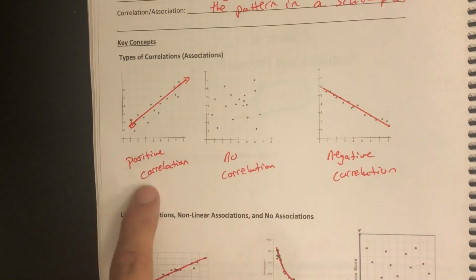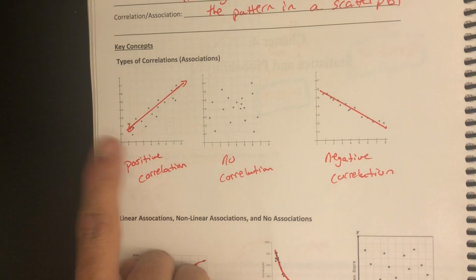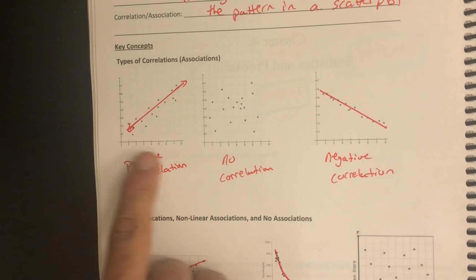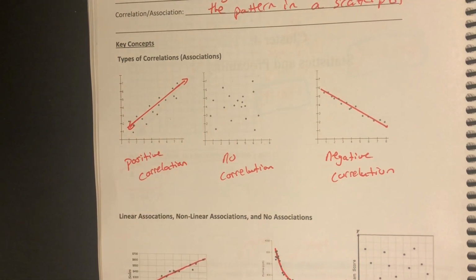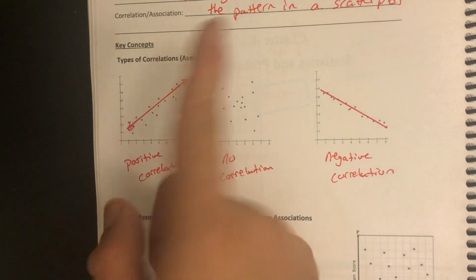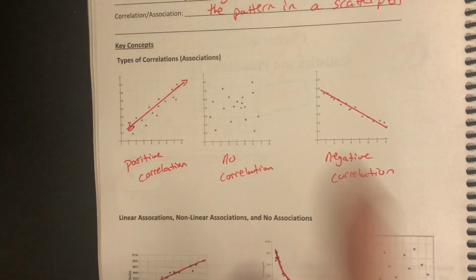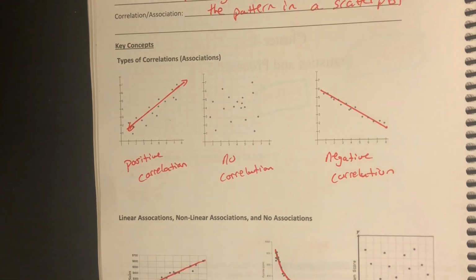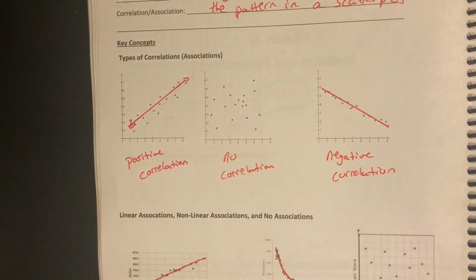If we go back to the positive correlation, we notice that the bigger my x values are, the bigger the y values are. So basically, as my x values are increasing, my y values are increasing. So a real world example of this is the more you study, the higher your test score.